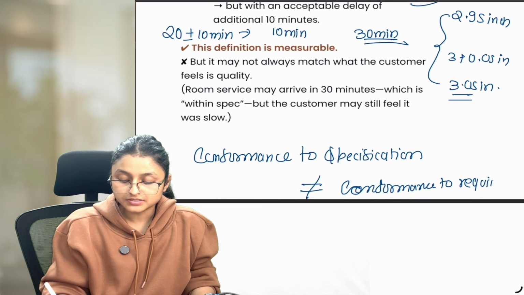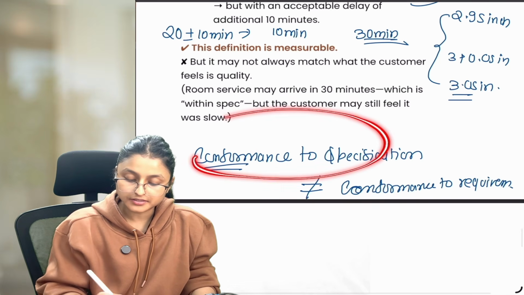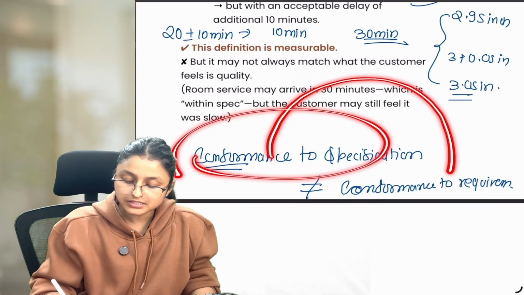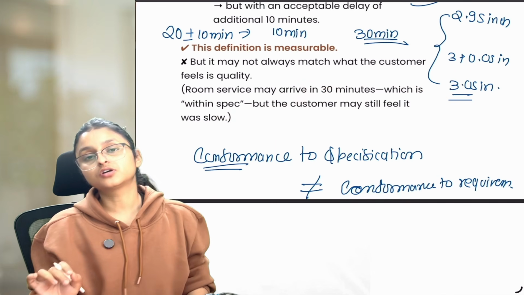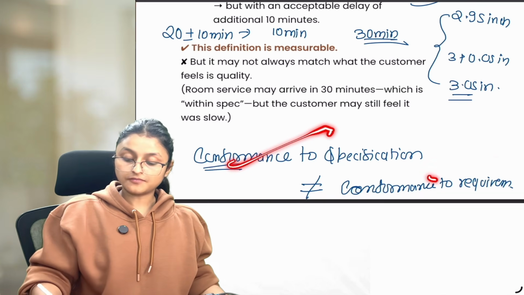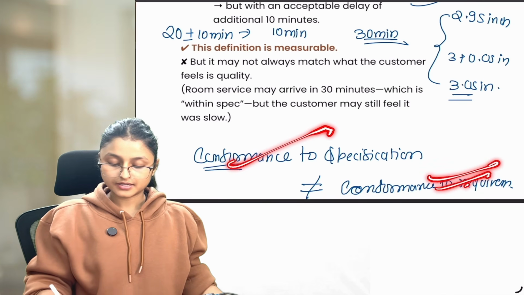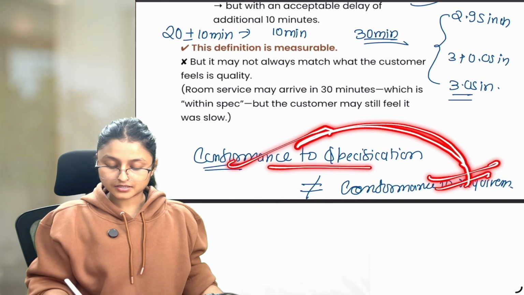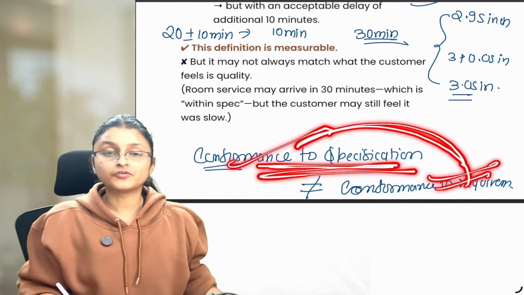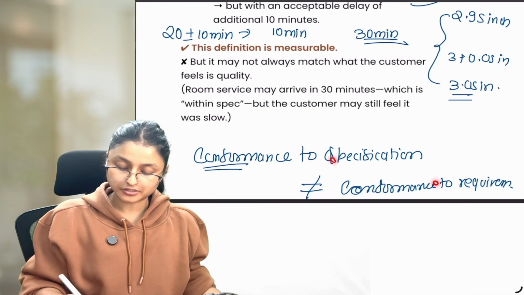Conformance to requirement means customer expectation. So even if you are able to fulfill your standard, it doesn't itself mean that you are able to satisfy your customer, because the standards set by the organization are different from what the customer is expecting. So it is not necessary that if conformance to specification is fulfilled, then conformance to requirement will also be fulfilled. They both are different things.